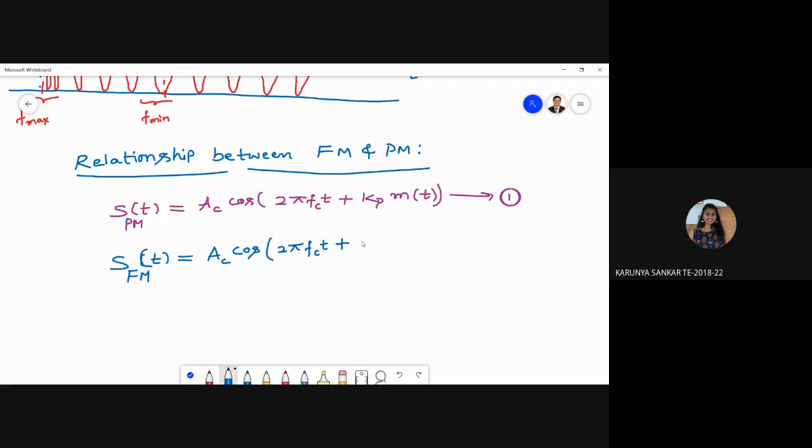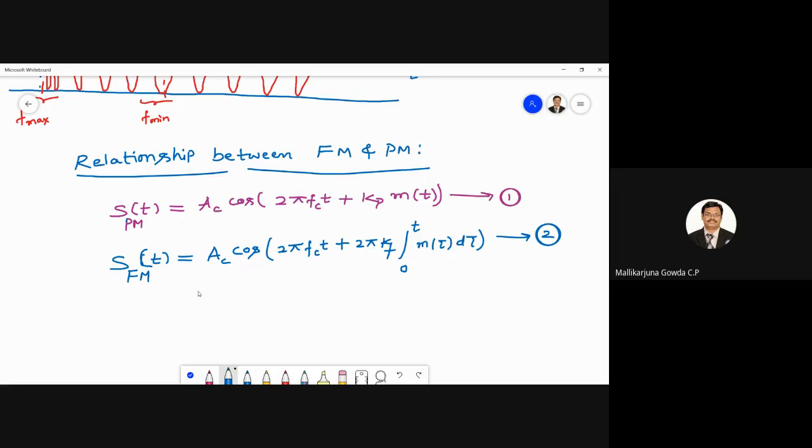Is it just Kf or 2 pi Kf? 2 pi Kf. Then, is it m of t or integral of m of t? Integral of m of t, from 0 to t, m of tau into d tau. Let me call this equation 2.